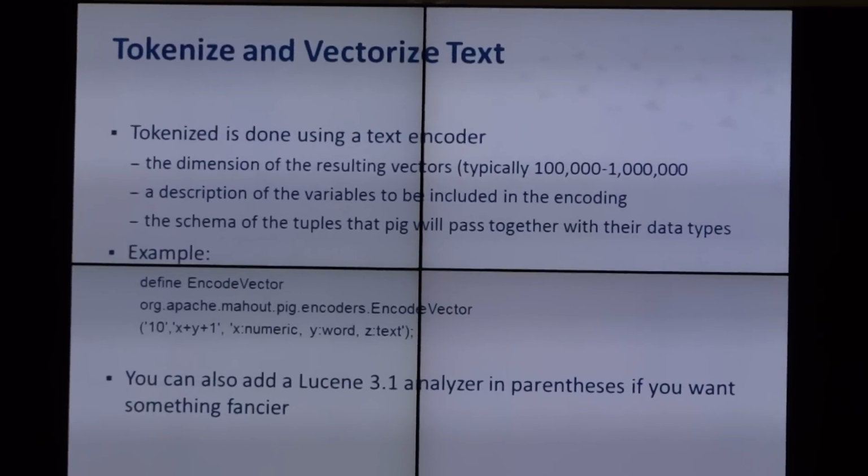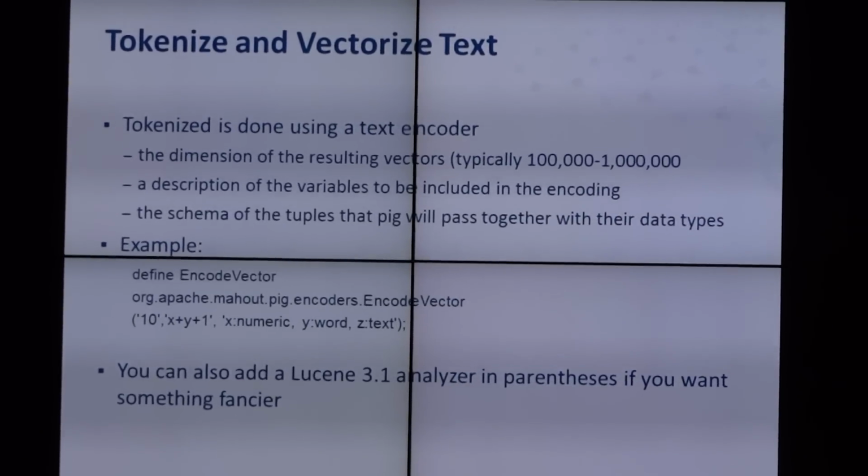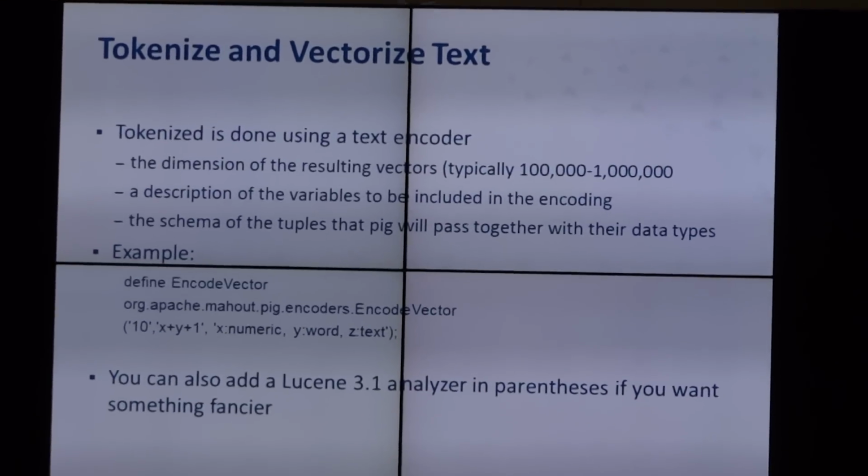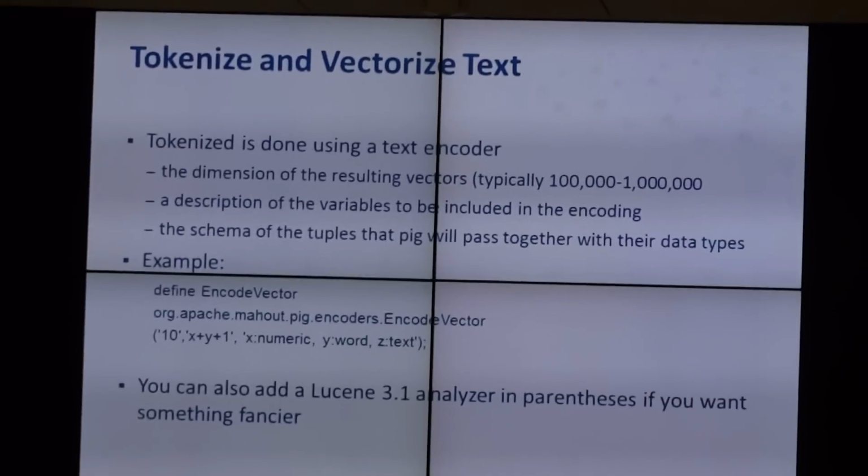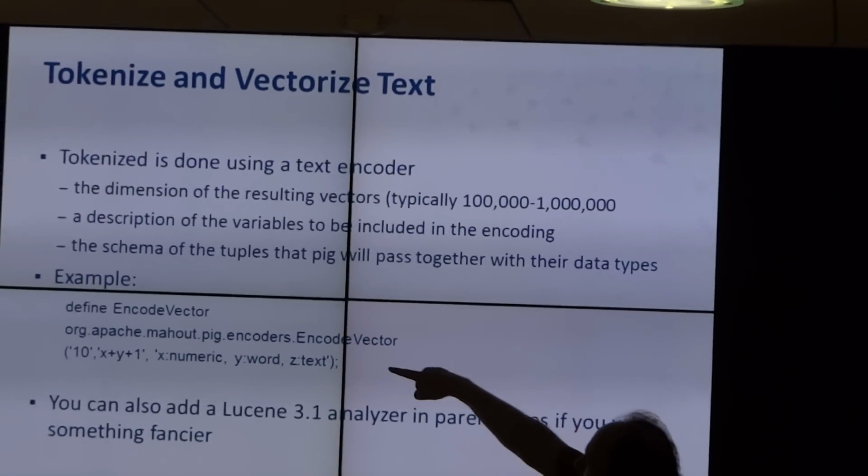So here's a little bit how it works. Tokenization is done using a text encoder. Ooh, and there's a little laser here. It doesn't work, so I'm going to use the old style pointer.